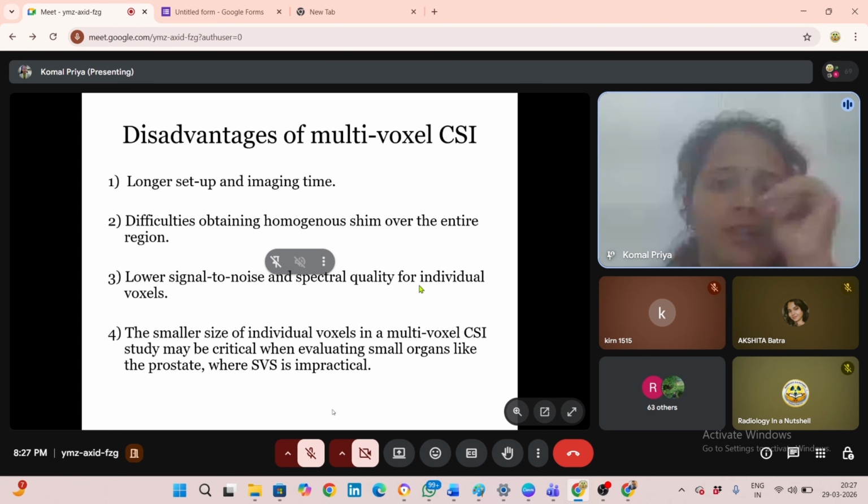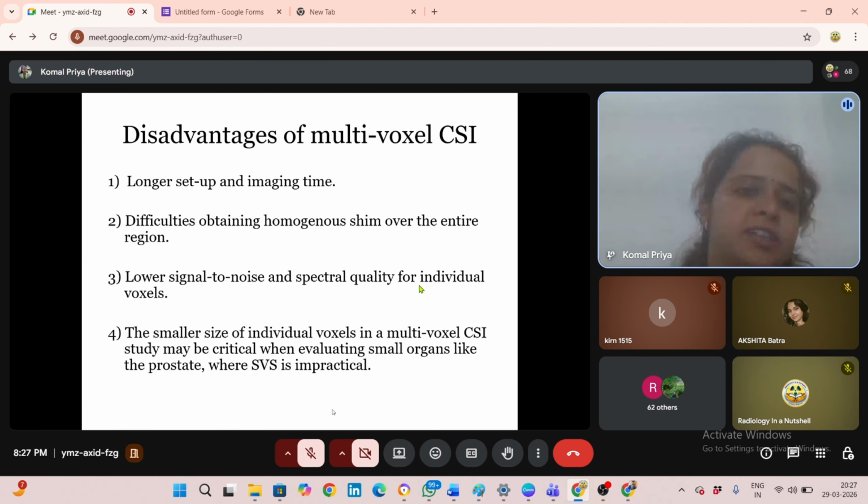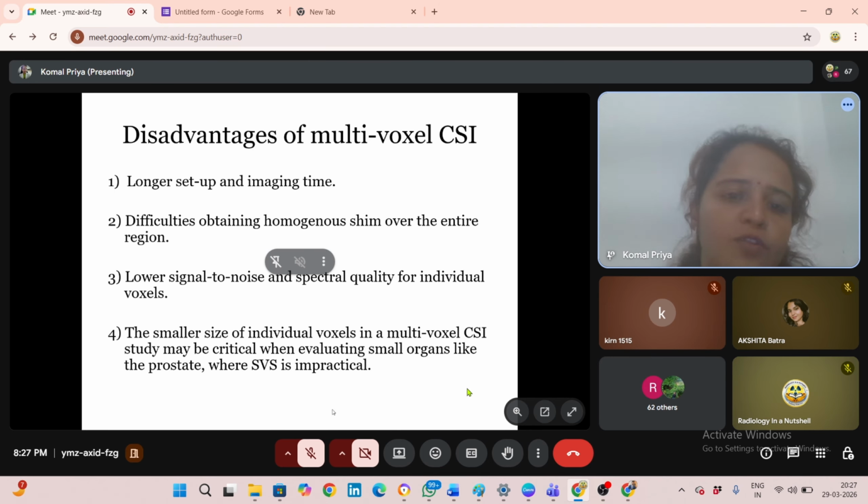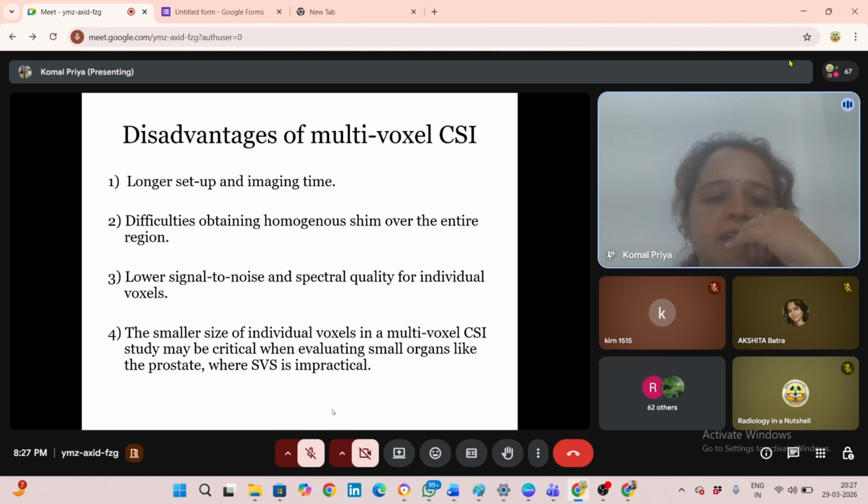But there are some disadvantages, of course. Imaging time will be more, and it will have a low signal to noise ratio. Because of the smaller size, it is sometimes difficult to evaluate smaller organs like the prostate, where a single voxel is impractical.